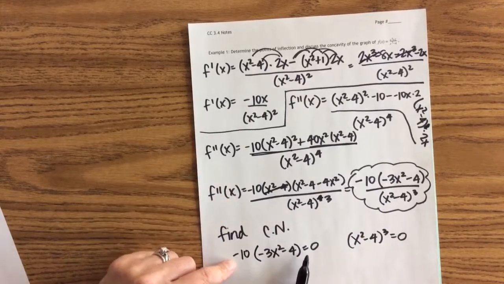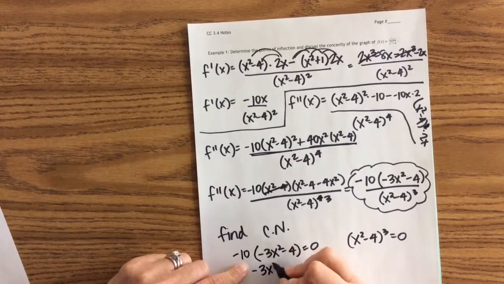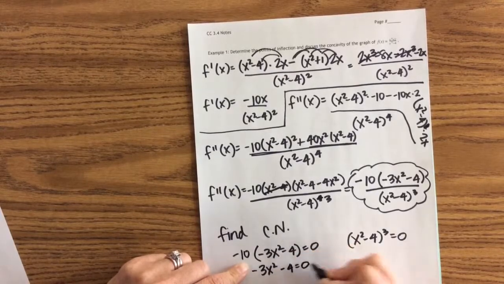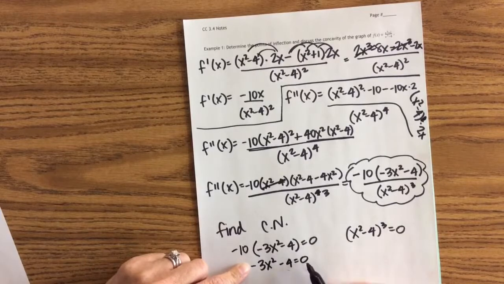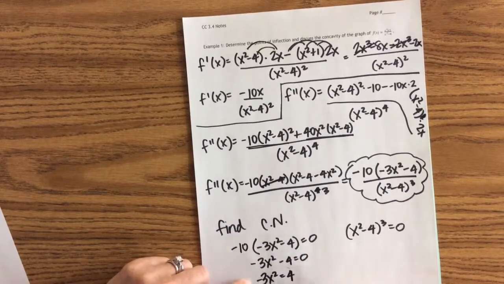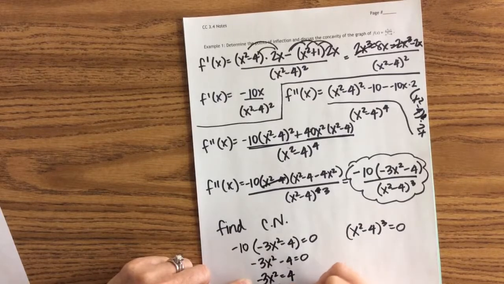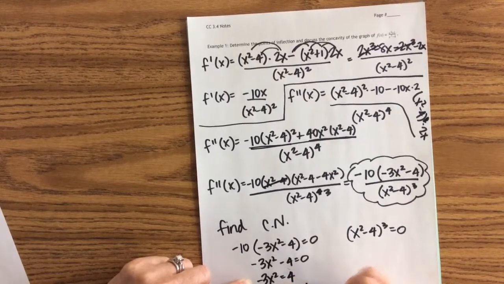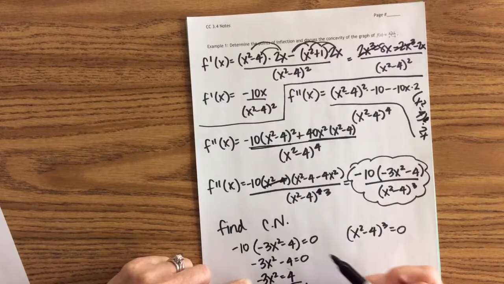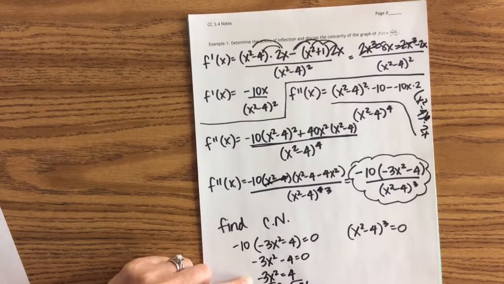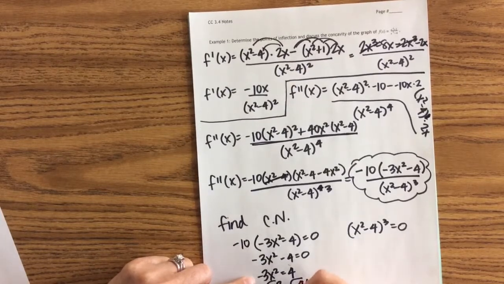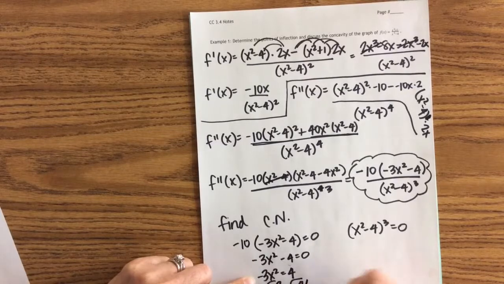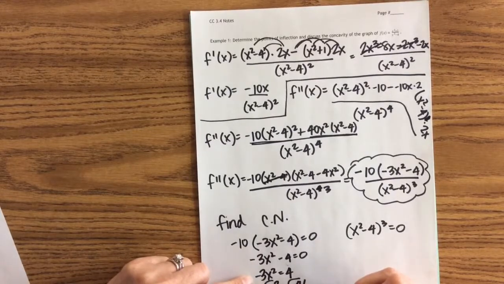Now if I divide both sides by -10, I have that. I'm going to add 4 to both sides, and divide by -3, and then square root. So all that work actually led me to an imaginary number. So there are no critical numbers that came from setting the top equal to 0.